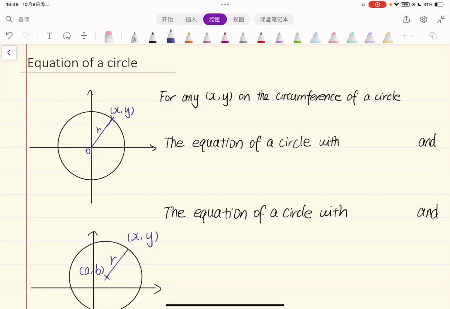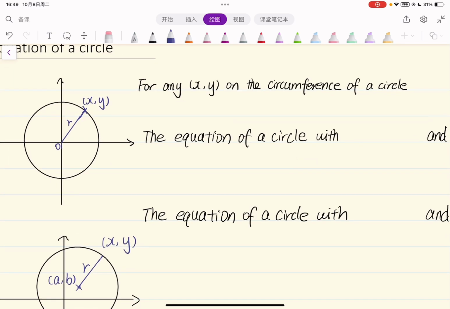Hello everyone, in this video we are going to learn about the equation of a circle. Look at the graph, you have a circle that has its center at the origin and the radius is r. So the circle is made up of many points x, y. Now to express this circle, we need to find the relationship between x, y, and the radius r.